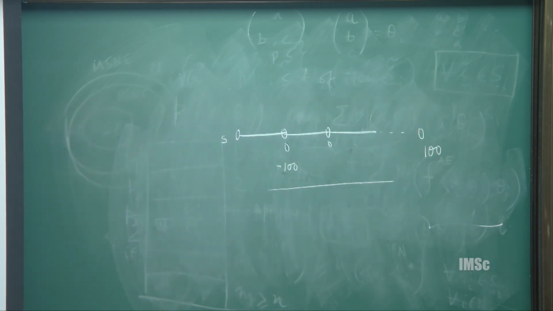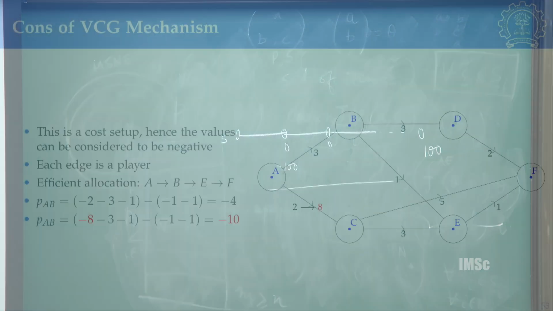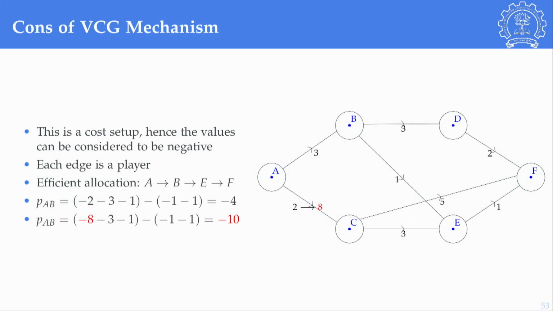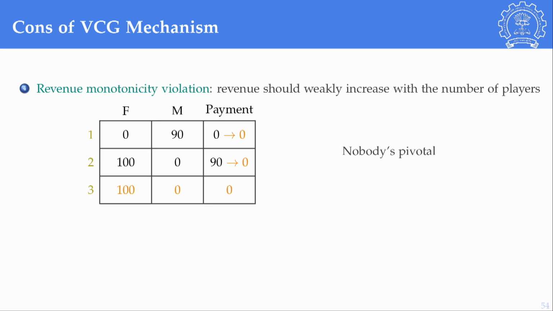So, VCG is not the answer in such kind of scenarios. There are works in network auctions which can actually do something better. That is not in the scope of this tutorial, but of course, there exist mechanisms. So, that is to say that VCG is not the end of the story. There exist other mechanisms for specific problems like graphs. And this is a very interesting example.